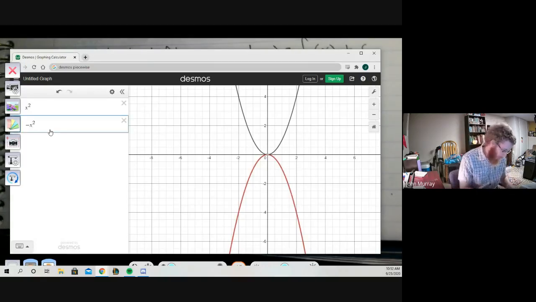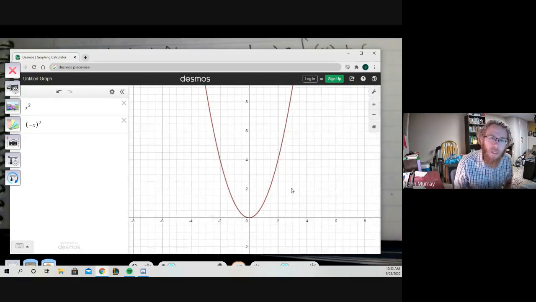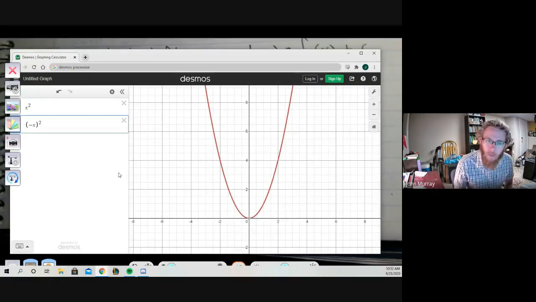Now, if I put this in parentheses, they're going to be the same thing. Okay, and that's because we have a special condition that x squared is an even function. So it's already symmetrical over the y-axis. So you take this side and you move it over here. Well, that's going to lay right on top of the other side, right? So they're going to be the same. So sometimes reflections don't really work.